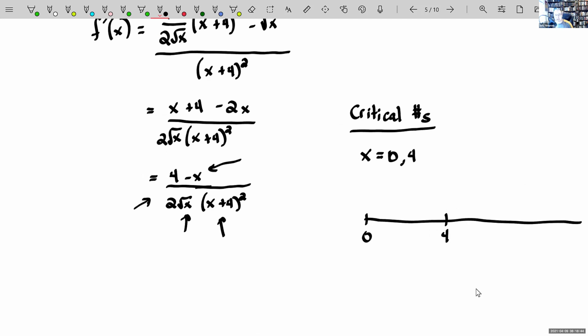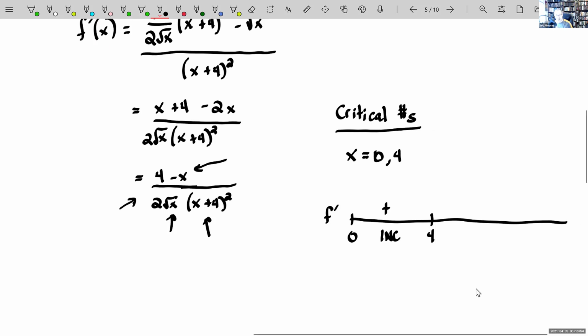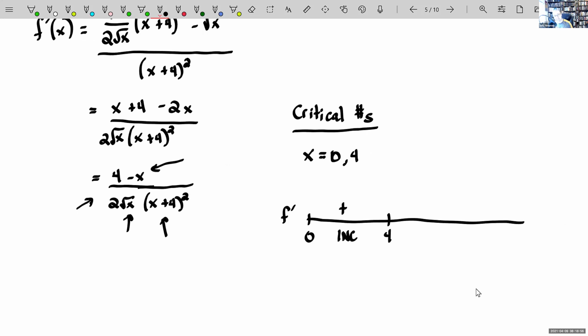For example, at x equals 1, the derivative f prime will be positive, so your function is increasing initially. But then when you try x equals 1,000,000,000, which is beyond 4, I hope you know, then 4 minus that is negative, but downstairs everything is still positive, and so your derivative is negative and your function is decreasing.